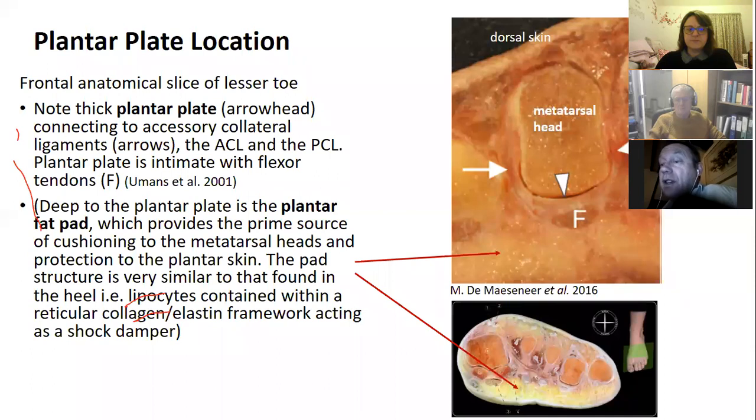And if we look at the diagram underneath the first one, we can see the extent of the fat pad and just how thick that is as well. So a lot of cushioning for those met heads because the pressure they have to withstand is enormous and repetitive. Okay, thank you. Next slide.